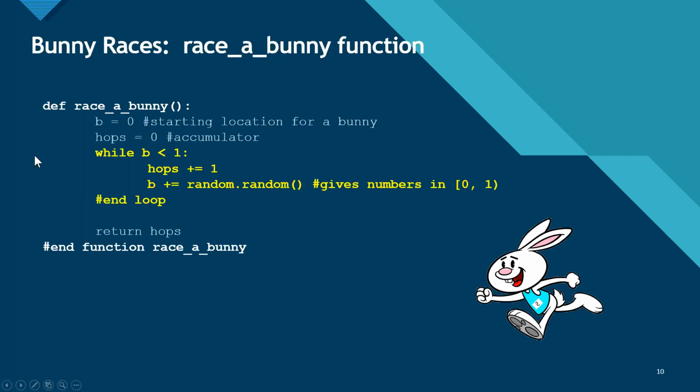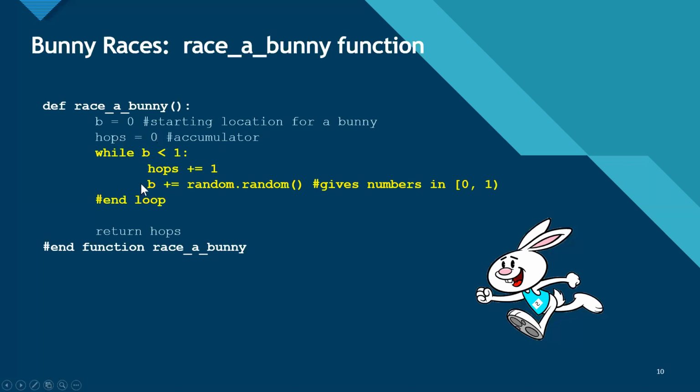Notice, again, you're going to laugh at me, I put a comment marking the end of my function. That makes me feel comfortable. I think it's the Java programmer in me. I just still can't get over the fact that there's no open and close curly braces. But anyway, notice I've got B for bunny. I like to have meaningful variable names when possible. Hops in this case is my accumulator.